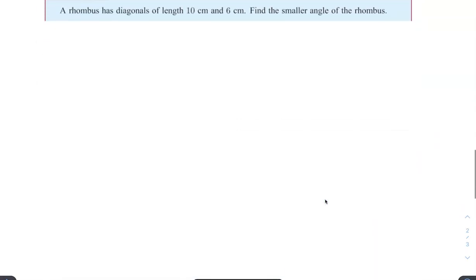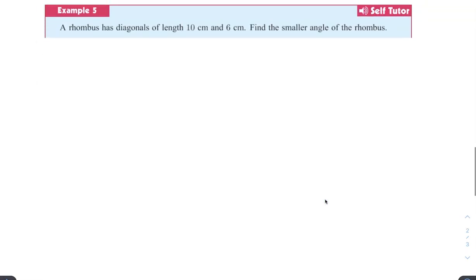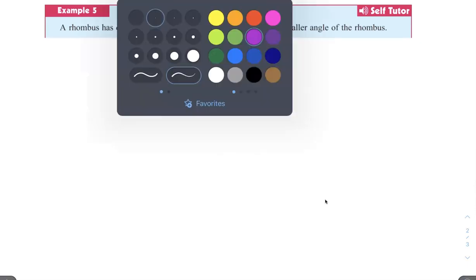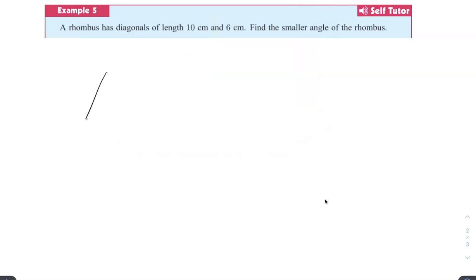Let's do another one. The rhombus has diagonals length 10 and 16. Find the smaller angle of the rhombus. So we have a rhombus. A rhombus is like a square that's been turned to the side, something like this. Not perfect, but that's the idea. We have two diagonals, one that's length 10 and one that's length 6. So in my case, here's a shorter one, 6, and here's a long one, that's 10.